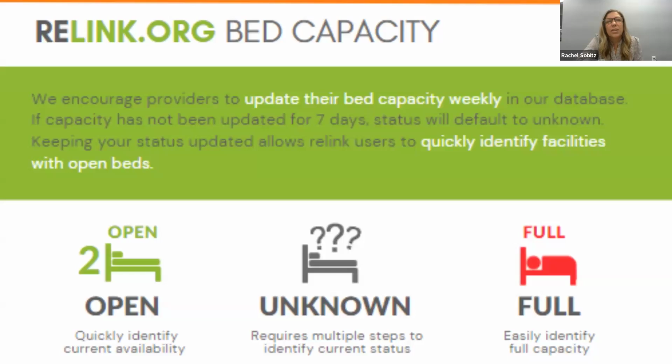One thing that we're working on this year is our bed capacity. We're really pushing for providers to update their beds. If they are full, it'll be red. If you have any that are open, you can make it green. An unknown shows that nobody has updated that information within the last week, and that's what we're trying to avoid. We want anyone who has beds to go in and quickly change the number of beds available each week, so that people can easily see that when helping someone in crisis and in need.